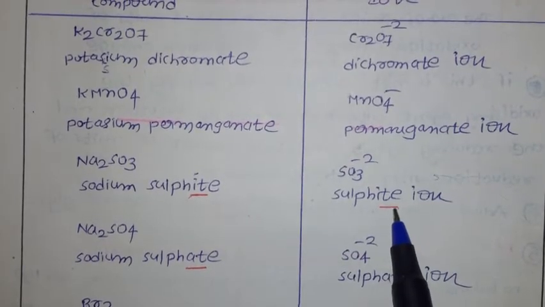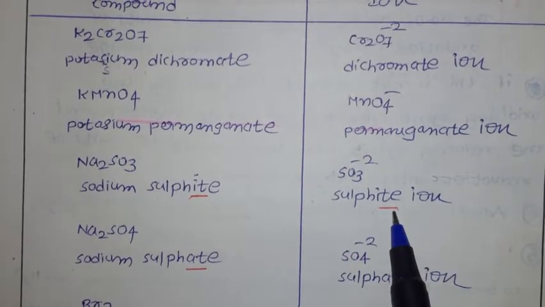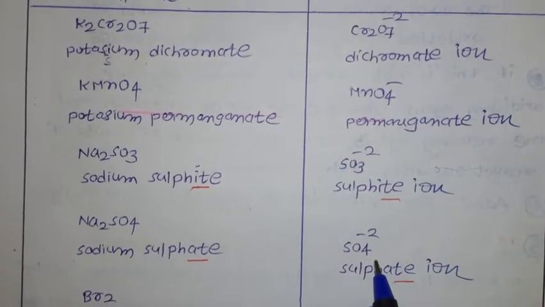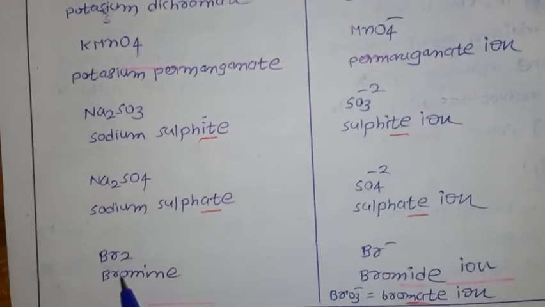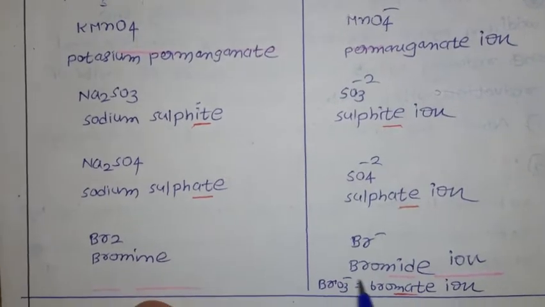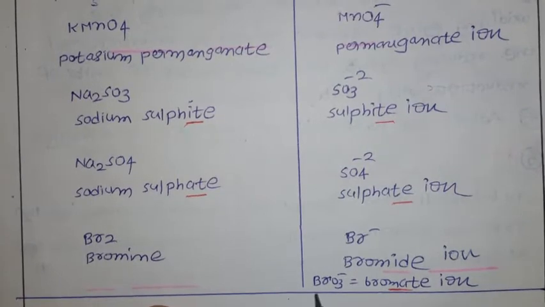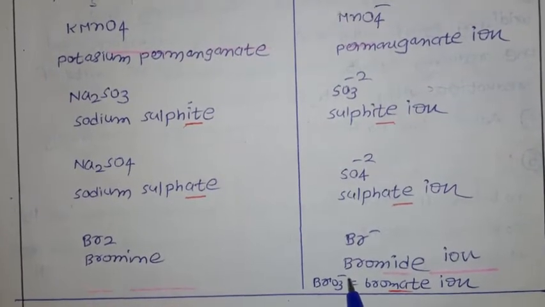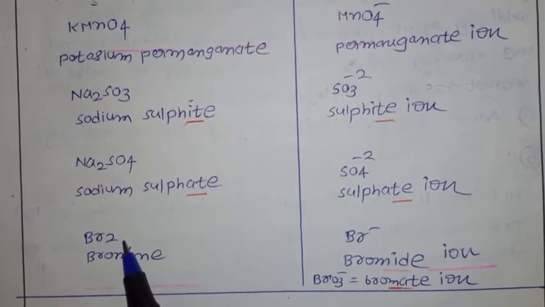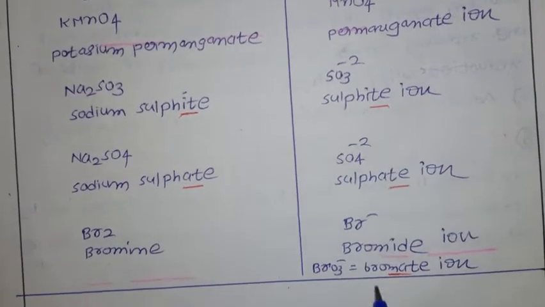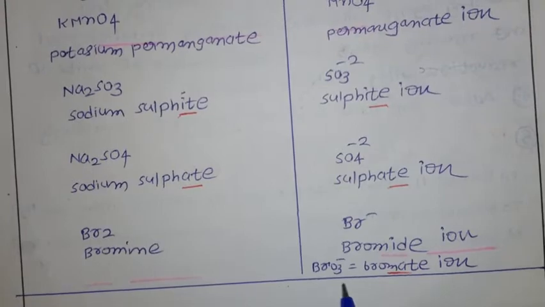So in the ionic equation, sometimes when they say sulfite, you have to add SO3 2-. When they say sulfate, you have to add SO4 2-. Next, bromine is Br2. Bromide ion is Br-. Bromate ion is BrO3-. Be very careful. Bromine means you take the formula Br2, bromide ion means Br-, and bromate ion means BrO3-.